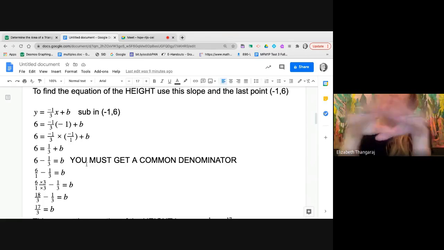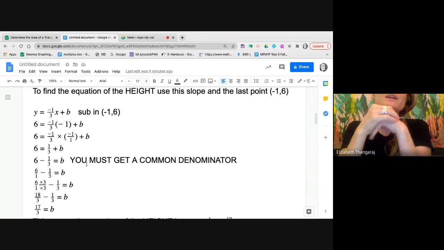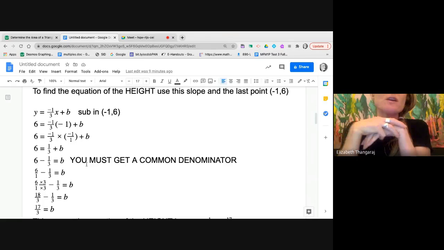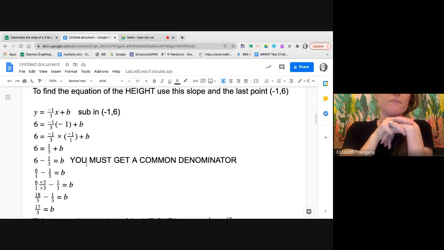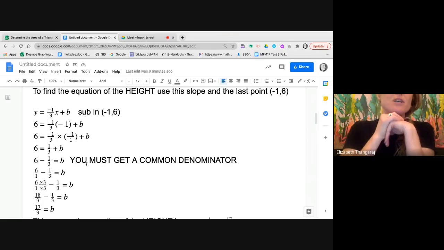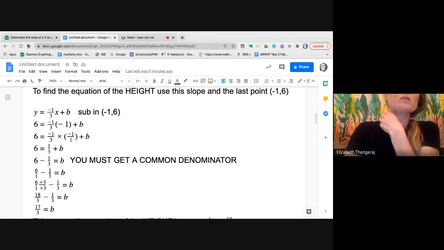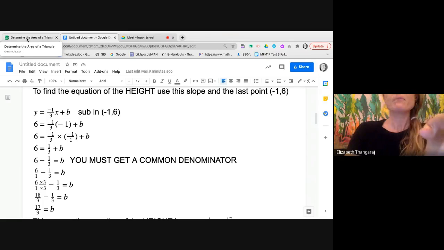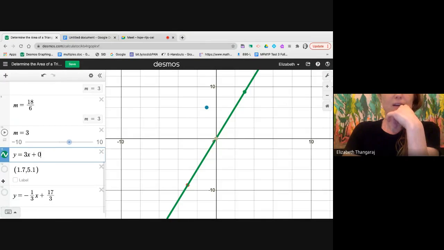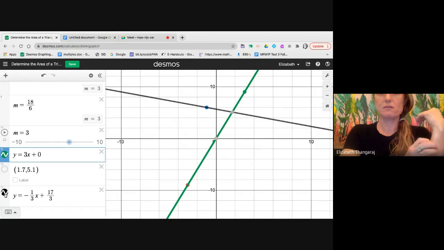This isn't necessary for multiplying or dividing, but it is necessary for adding or subtracting. So push pause and try the algebra and see if you can get 17/3 for your b. Okay, now that you've tried it and hopefully you've gotten 17/3, let me show you what that looks like on my graph. So what I've done is I have entered that equation.